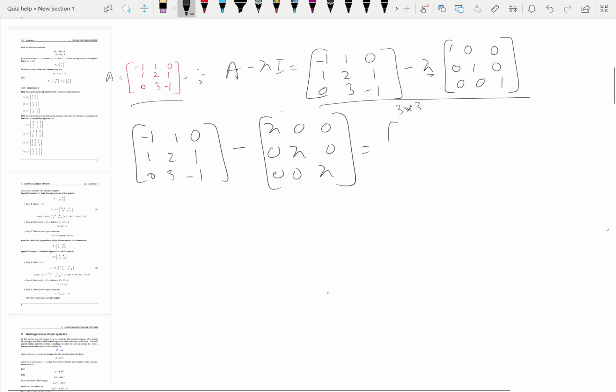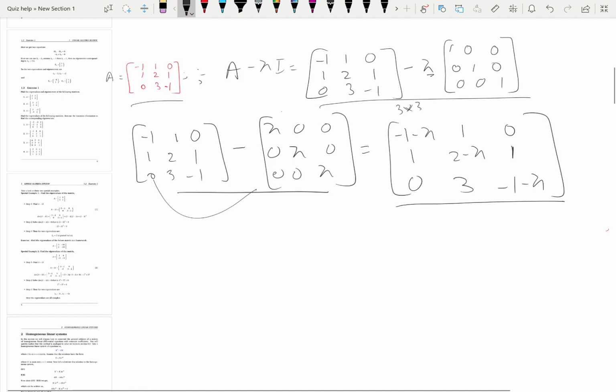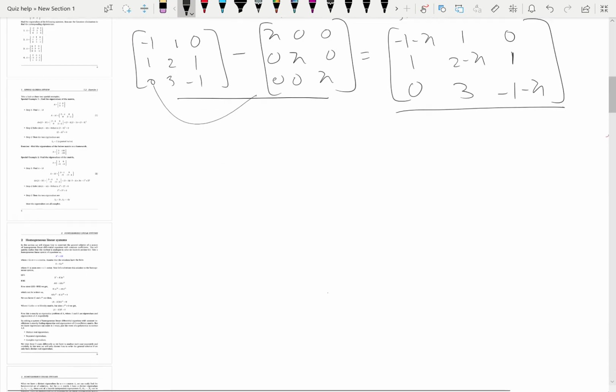Now if you shrink this into one matrix, what you get is negative 1 minus lambda, 1, 0; 1, 2 minus lambda, 1, since 1 minus 0 is 1. You subtract these two element by element, corresponding element by corresponding element. Here 0, 3, negative 1 minus lambda. So this is the A minus lambda I matrix. Now what you do is you find the determinant of this matrix.